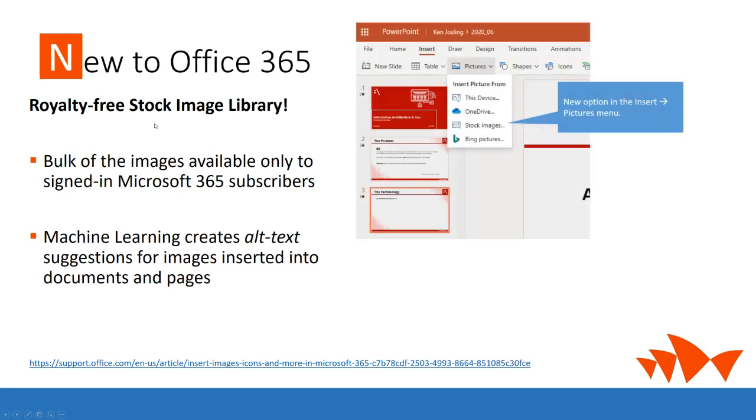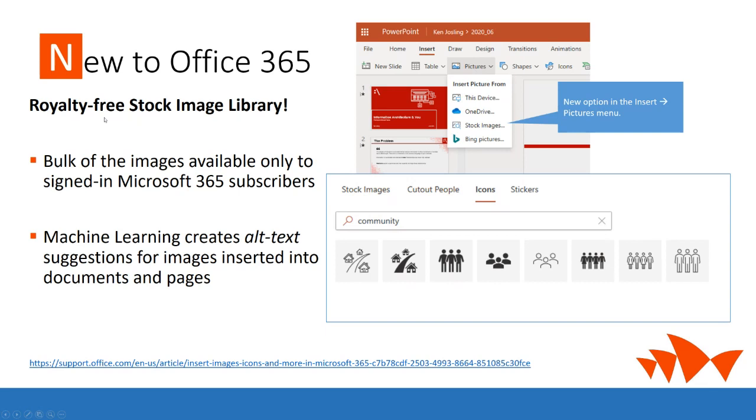Again, this is being rolled into the online versions of the Office apps. If you go to the pictures menu, you will now see a little drop down arrow, and you can select from that to insert stock images. The way the stock images are organized is you can have icons, you can have stickers, various things like that. So no longer am I in Paint Shop Pro or Microsoft Paint fiddling around with graphics and things like that.